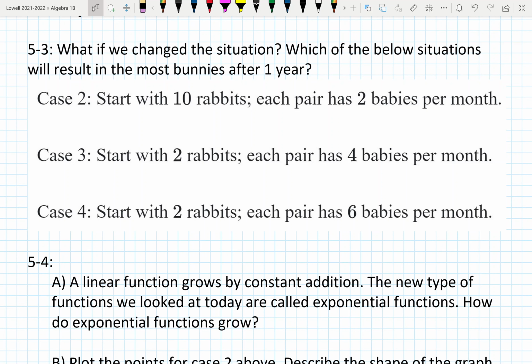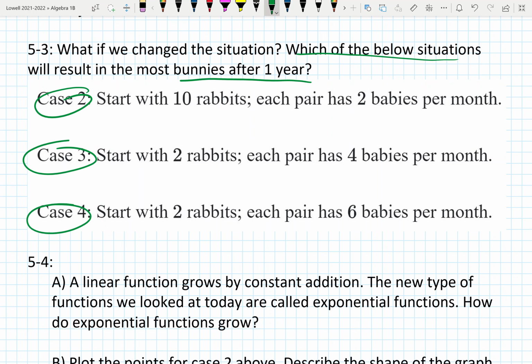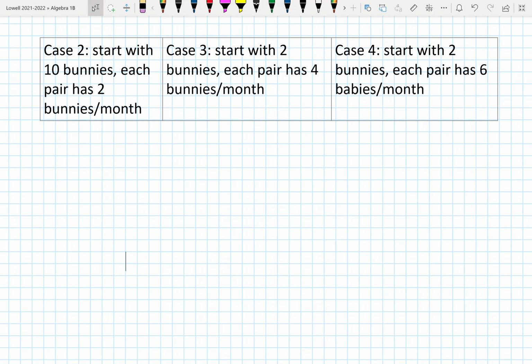Okay, and the question that we actually care about is which of the below situations, so that's case 2, 3, 4 here, will have the most bunnies after 1 year. So I'm going to just summarize this, and I'm going to create 3 different tables side by side, and we'll get into it. Alrighty, welcome back. So I've written out scenarios just so I can do it side by side with the tables.